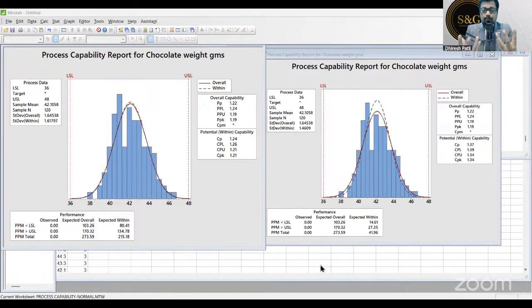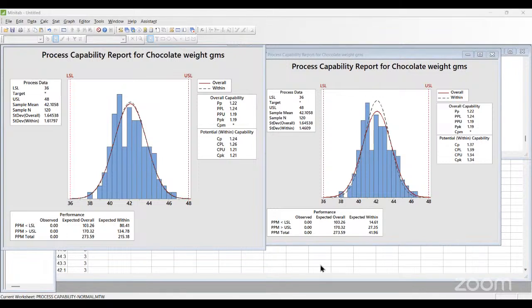See, what is subgroup? If you're taking, let's say, 3 readings of thickness, that means your subgroup size is 3. Are you getting my point? No, if you're taking thickness reading 3 times separately, let's say in the beginning of the shift you have taken the thickness reading, in the middle of the shift you have taken thickness, so that is subgroup size 1 only. Are you getting my point?